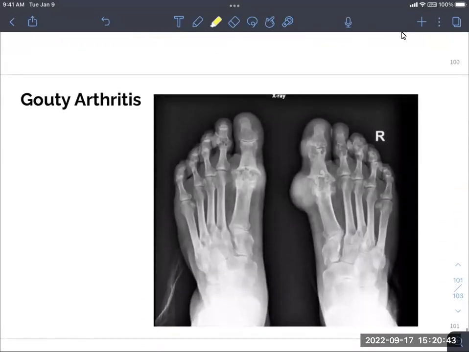So this is gouty arthritis. This person has it on both sides. The right one is worse than the left, but it's in both. And you can see how in here these bones are breaking apart. It's even a little bit up in there. You're kind of eating away at the bones, and it's going to cause these joints to fuse.